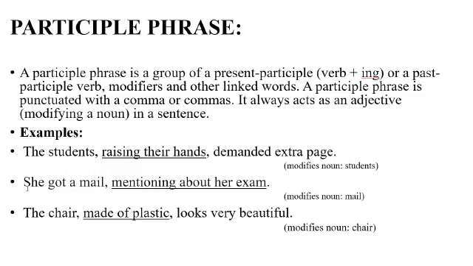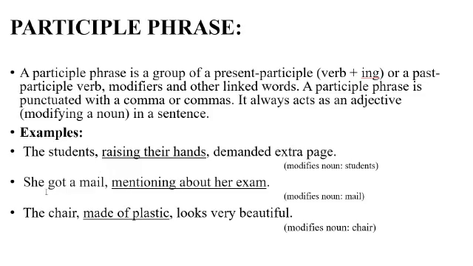Now look at example number 2. She got a mail mentioning about her exam. Again, this underlined part is beginning with present participle, mention and then ing. So, present participle over here is acting as an adjective as it is modifying the noun a mail.